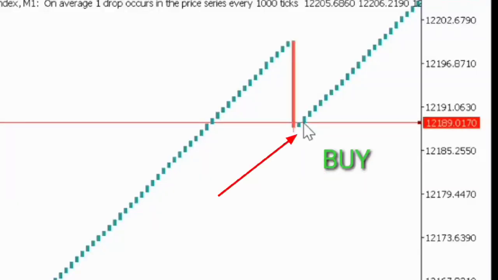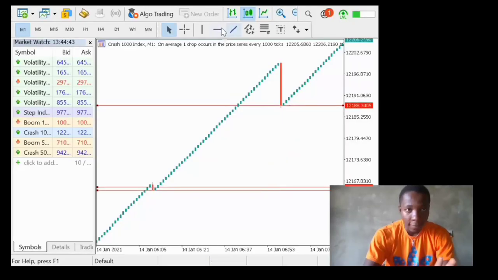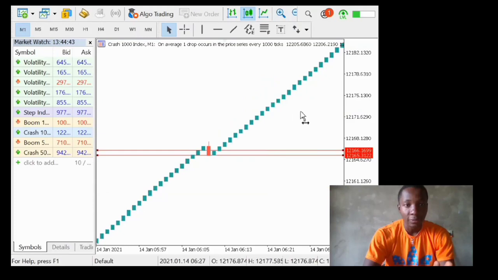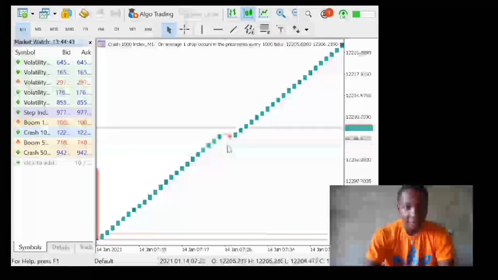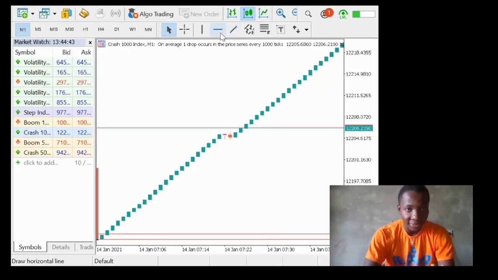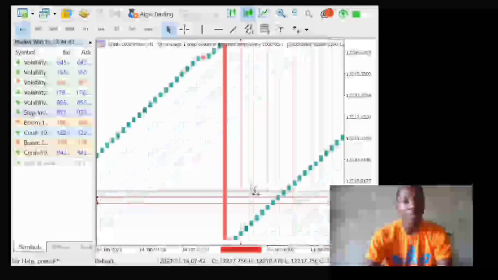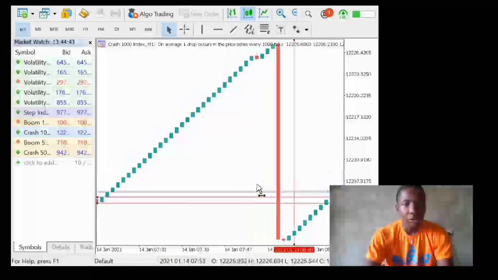Buy. You see, after you enter a buy, you exit the market after one candlestick is formed. If you understand, you wait again. After a spike, wonderful, you enter the market and you exit the market. You see, very simple. All you have to do is follow up.